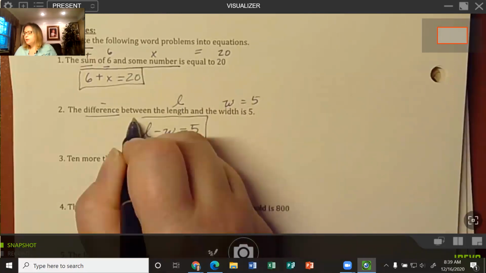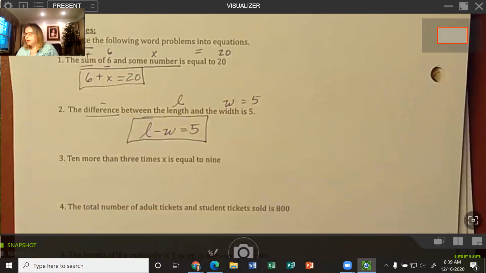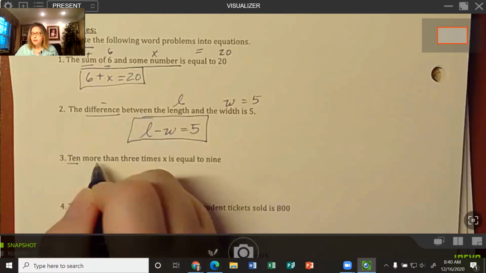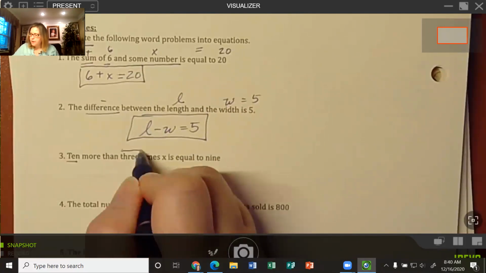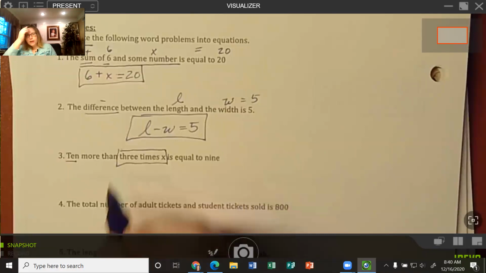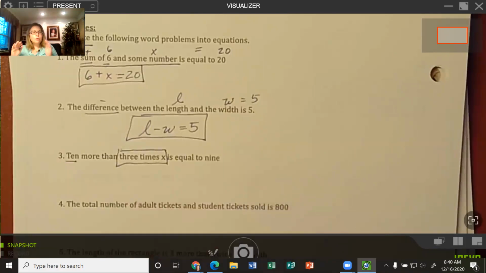Number 3, 10 more than 3 times x is equal to 9. So when we have multiple steps here, which this one does, a multiple step equation, or 2-step equation at least, we want to be very careful and ask ourselves some questions as we go. So 10 more than what? 10 more than 3 times x. So it's not 10 more than 3, it's not 10 more than x, it's 10 more than 3x.